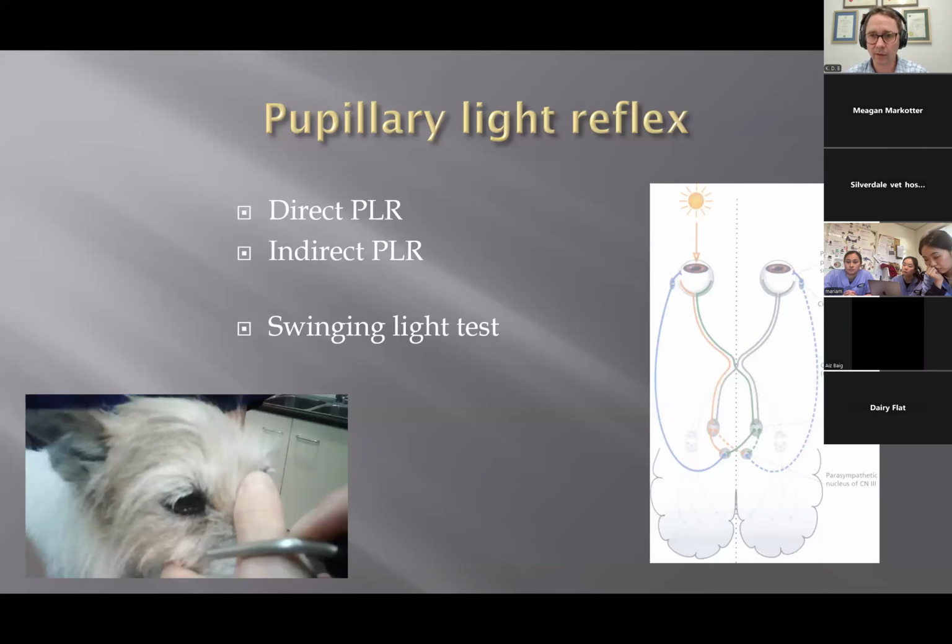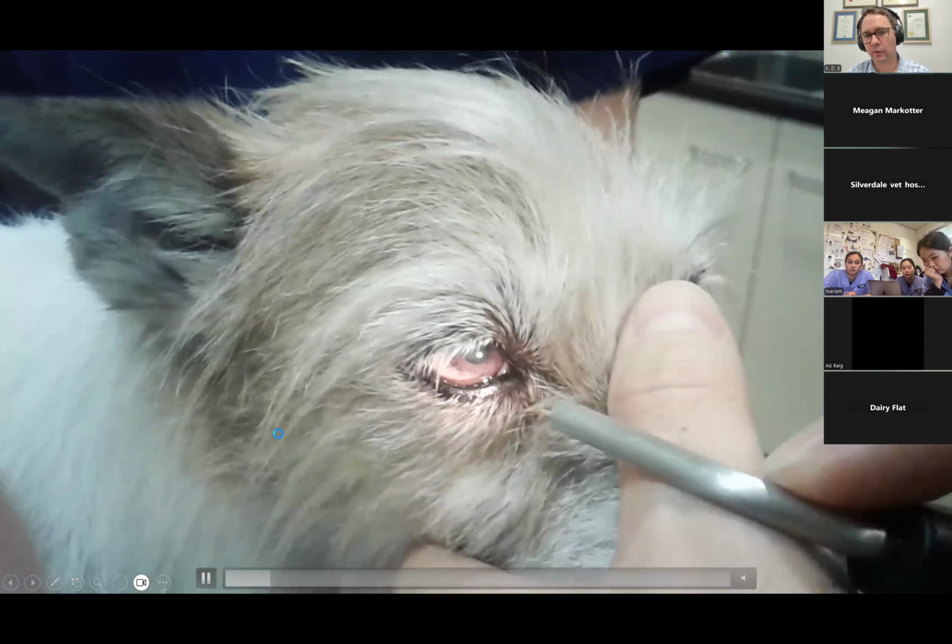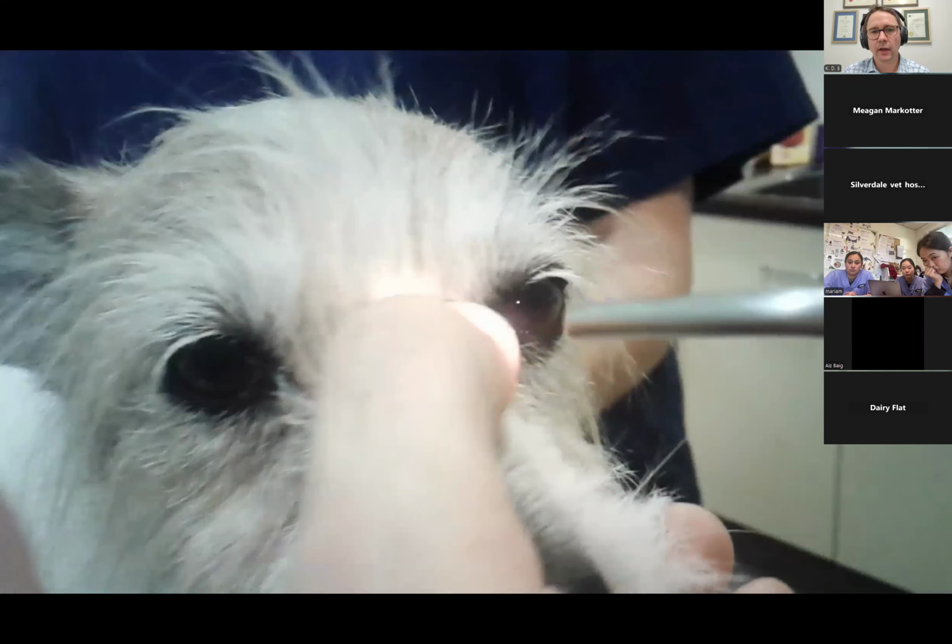And so the way around that is to do more of a dynamic testing, using light and the knowledge of the reflex pathways to test both the direct PLR and the indirect PLR at the same time. So this is where a so-called swinging light test is quite valuable. And this is how we do it in this patient here.